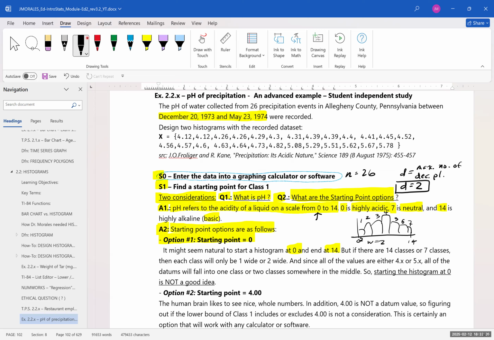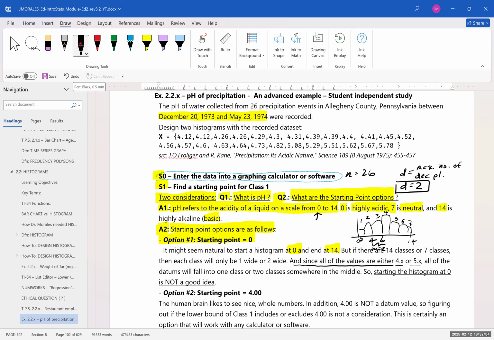Well, that's going to cause a problem because all of our values were either 4 point something or 5 point something. So what that means is that, let's say this middle class, class 3, went from 4 to 6 because that's a width of 2.